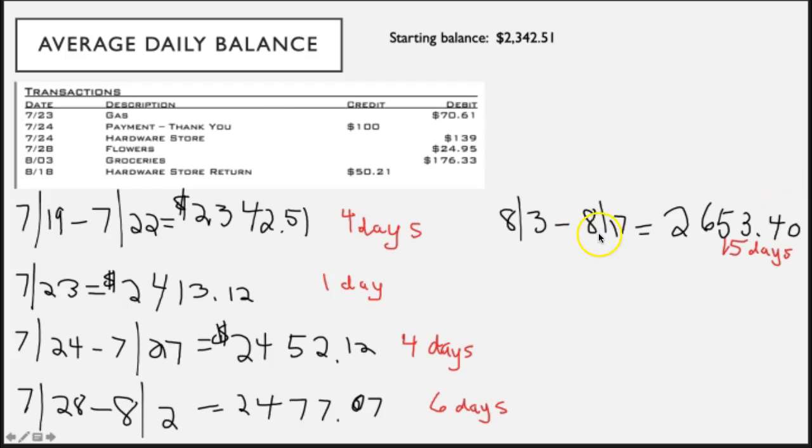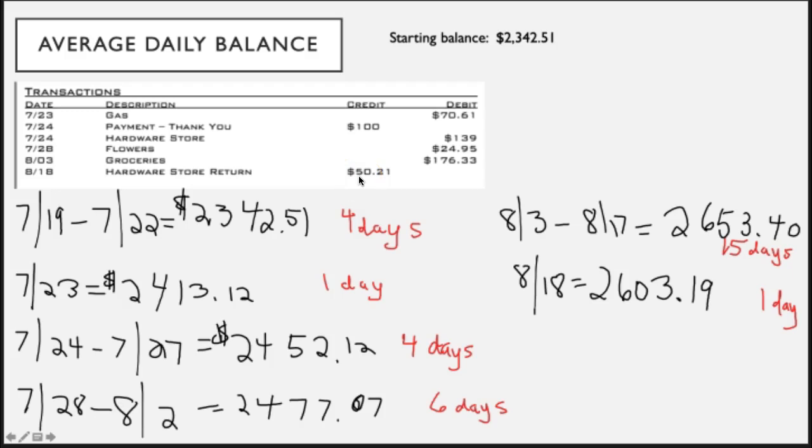So that means through the 17th, which is 15 days that we did not use the credit card, or really 14 days after the 3rd. It's $2,653.40. Then on the 18th, there was that return from the hardware store purchase, which decreased the balance by $51.21.